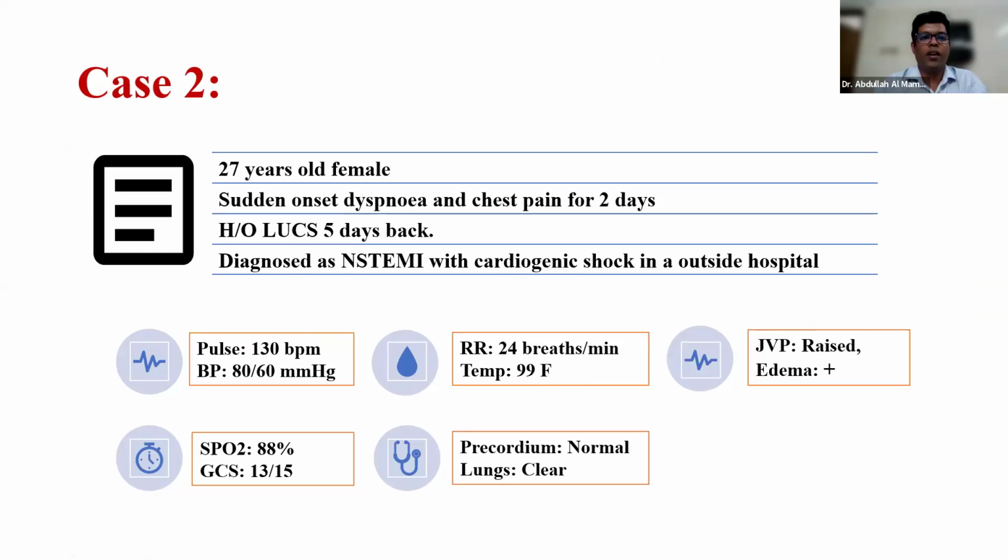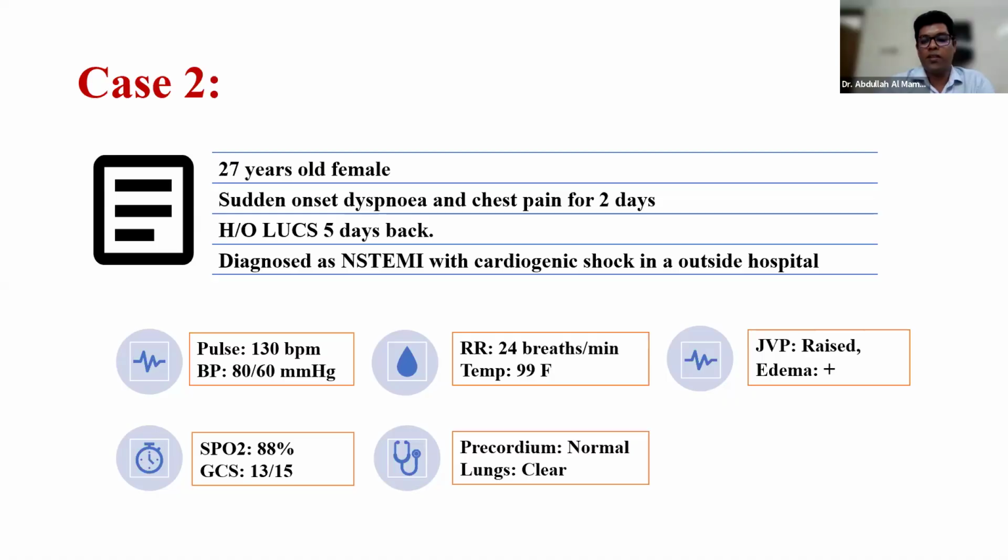So the actual clinical picture is this: the patient presented to us with sudden onset of dyspnea and chest pain for 2 days, and she underwent a lower uterine cesarean section 5 days back. In a private hospital, she was diagnosed as non-STEMI with cardiogenic shock. On examination, the patient was hemodynamically unstable with raised JVP, and there is mild edema, and pedal edema was normal.